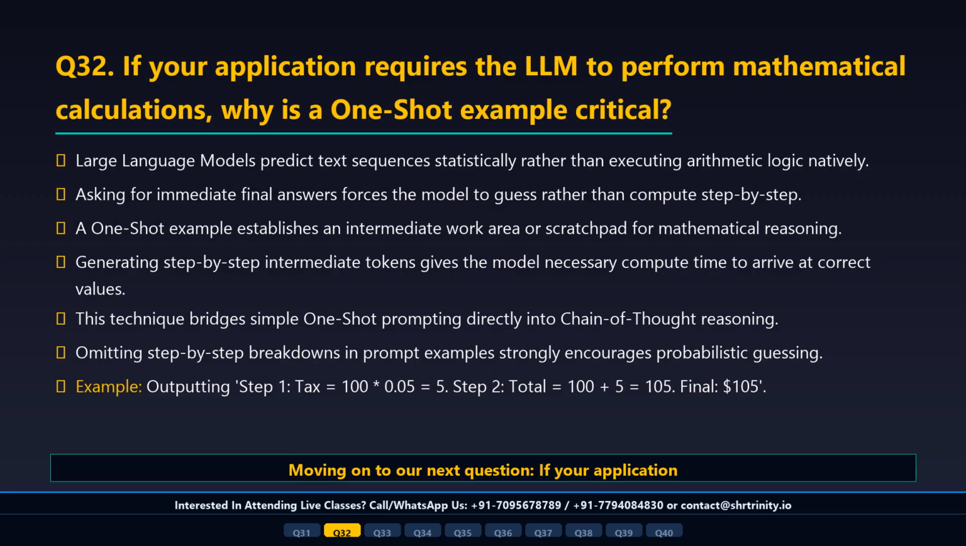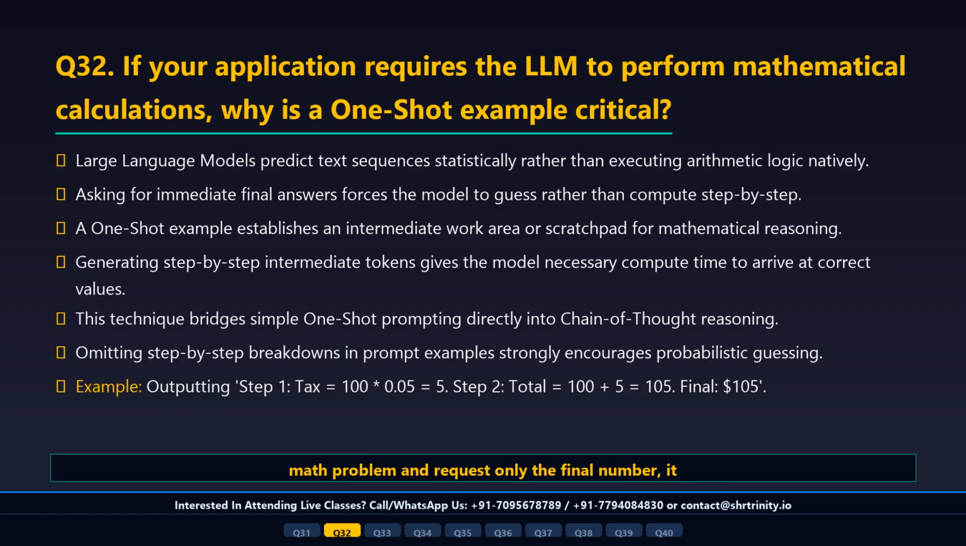If your application requires the LLM to perform mathematical calculations, why is a one-shot example critical? Hello everyone. Today we are addressing a core limitation of LLMs, basic math. It is crucial to remember that LLMs do not have built-in arithmetic logic units. They are pattern matching engines predicting the next token. If you ask an LLM to calculate a complex math problem and request only the final number, it will try to guess that number in a single forward pass, which usually leads to errors.